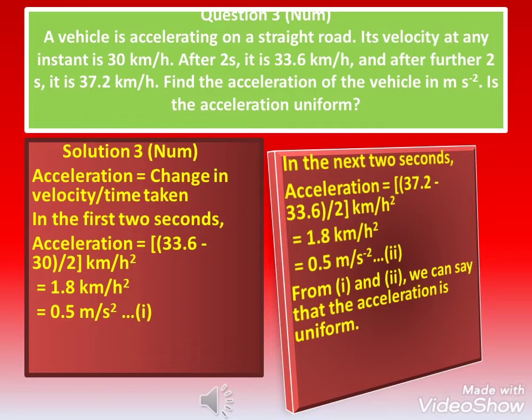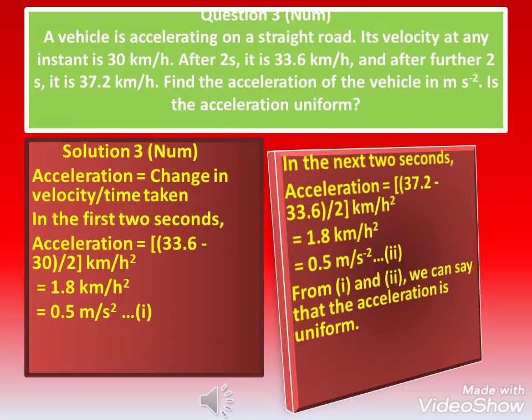Question number 3. A vehicle is accelerating on a straight road. Its velocity at any instant is 30 km per hour. After 2 seconds, it is 33.6 km per hour. And after a further 2 seconds, it is 37.2 km per hour. Find the acceleration of the vehicle in meter per second square. Is the acceleration uniform?